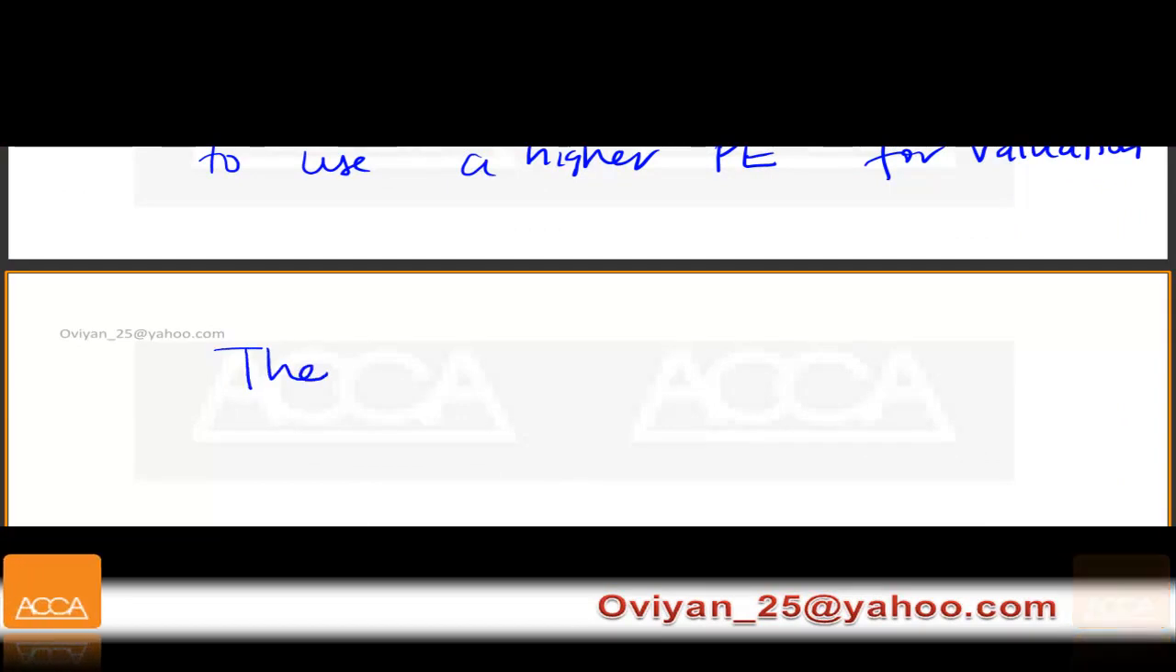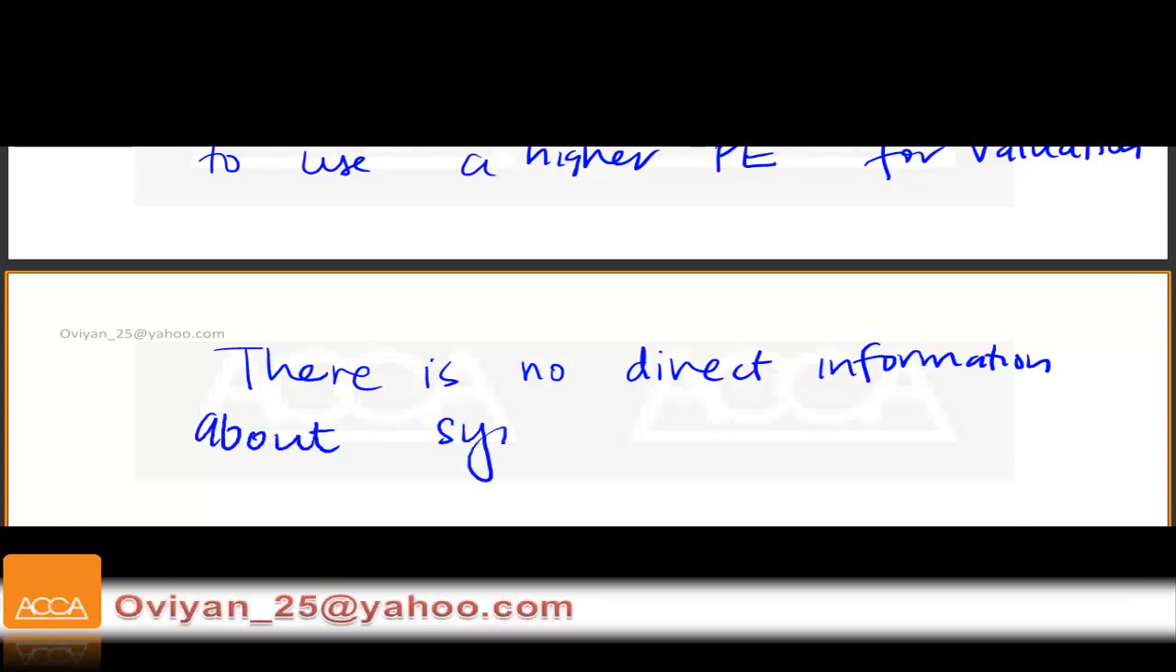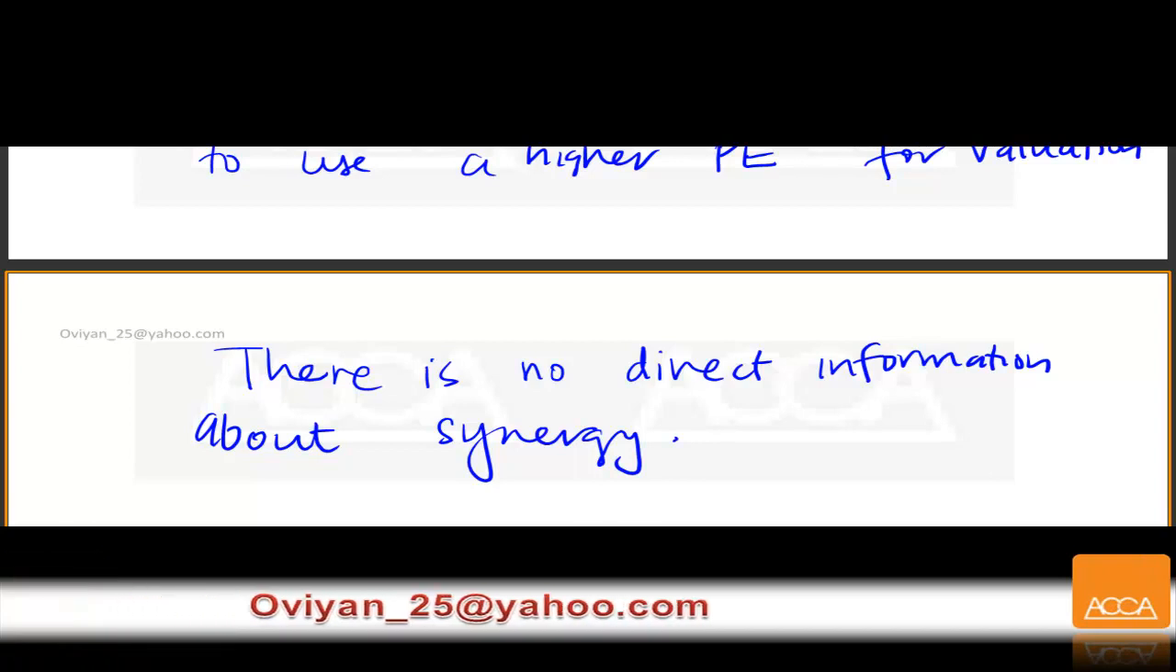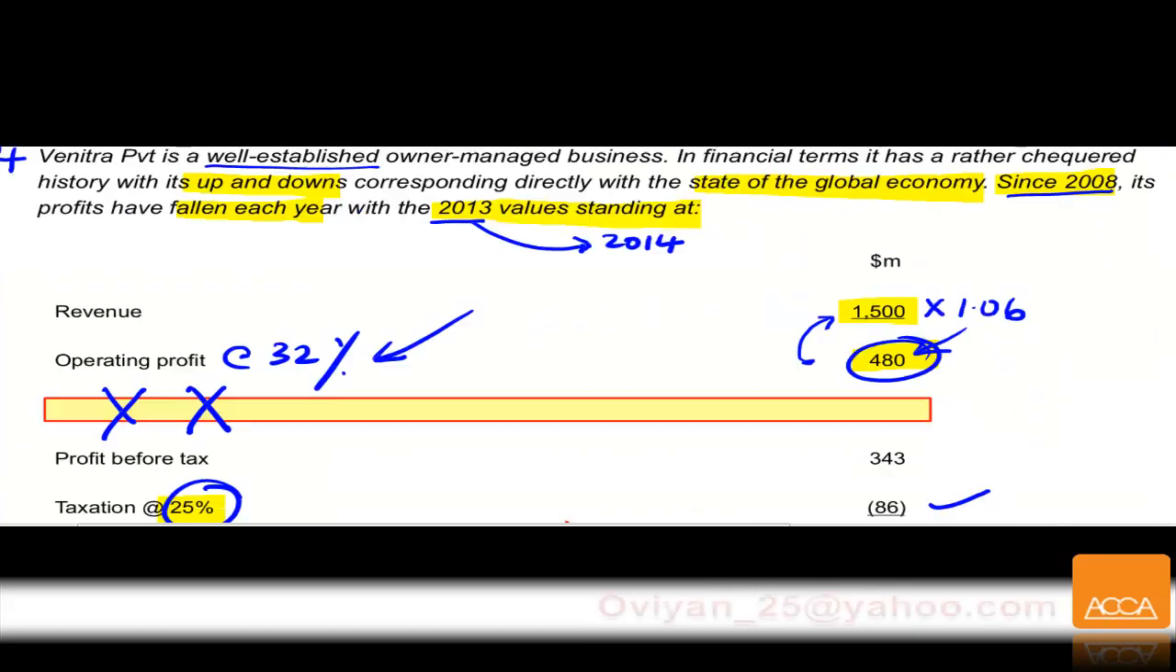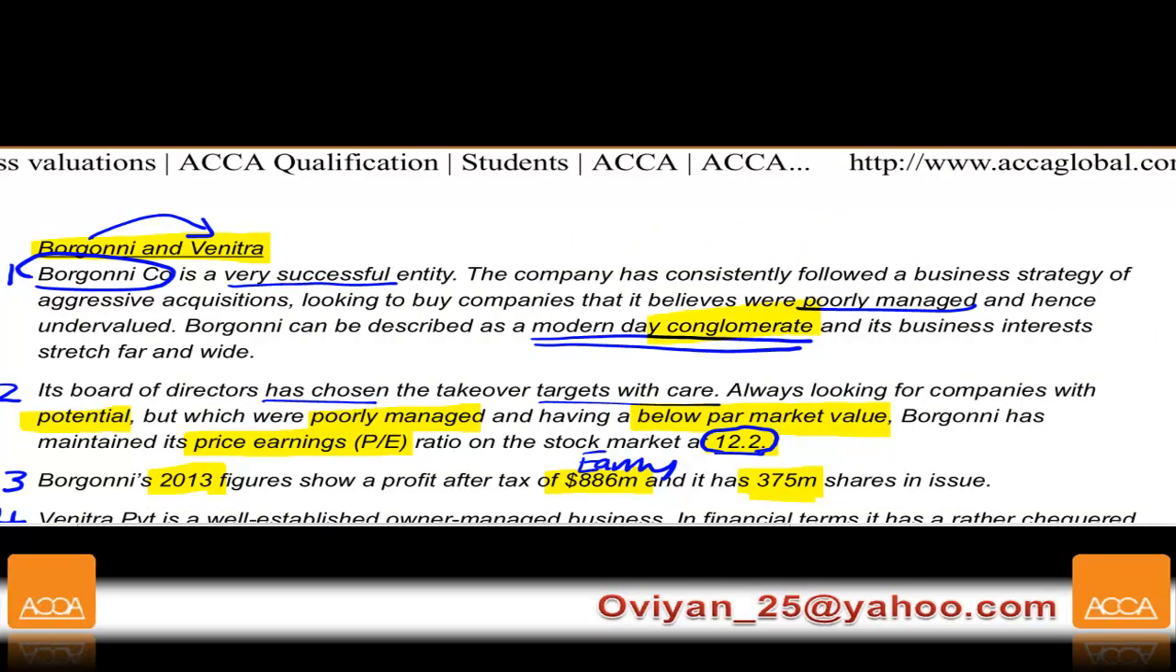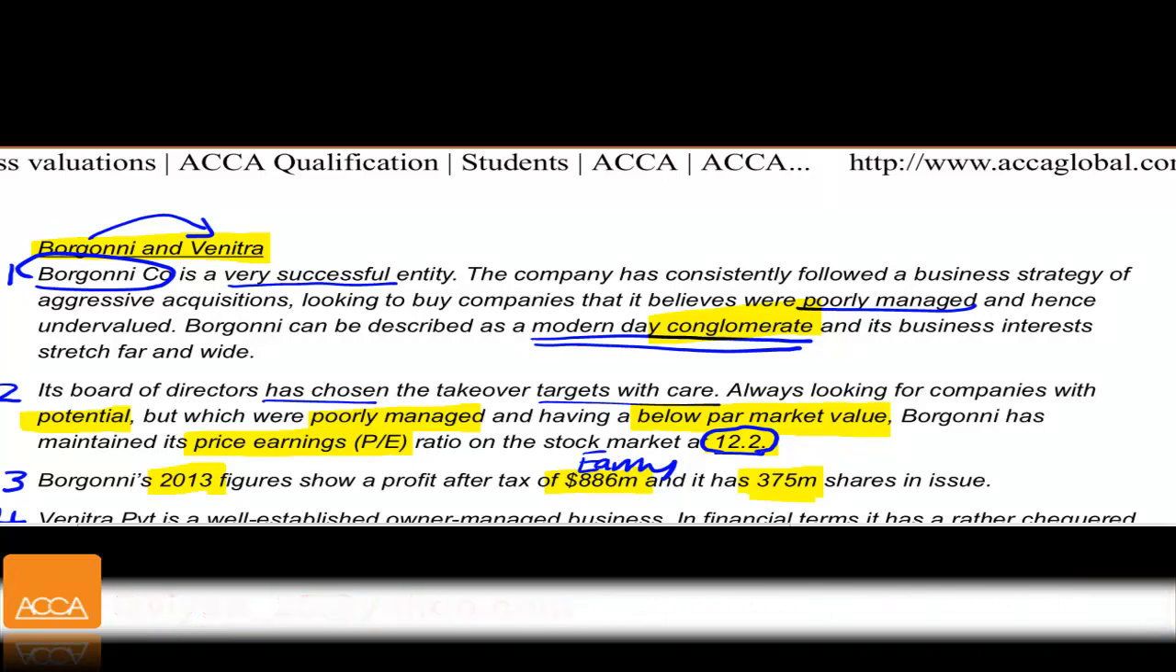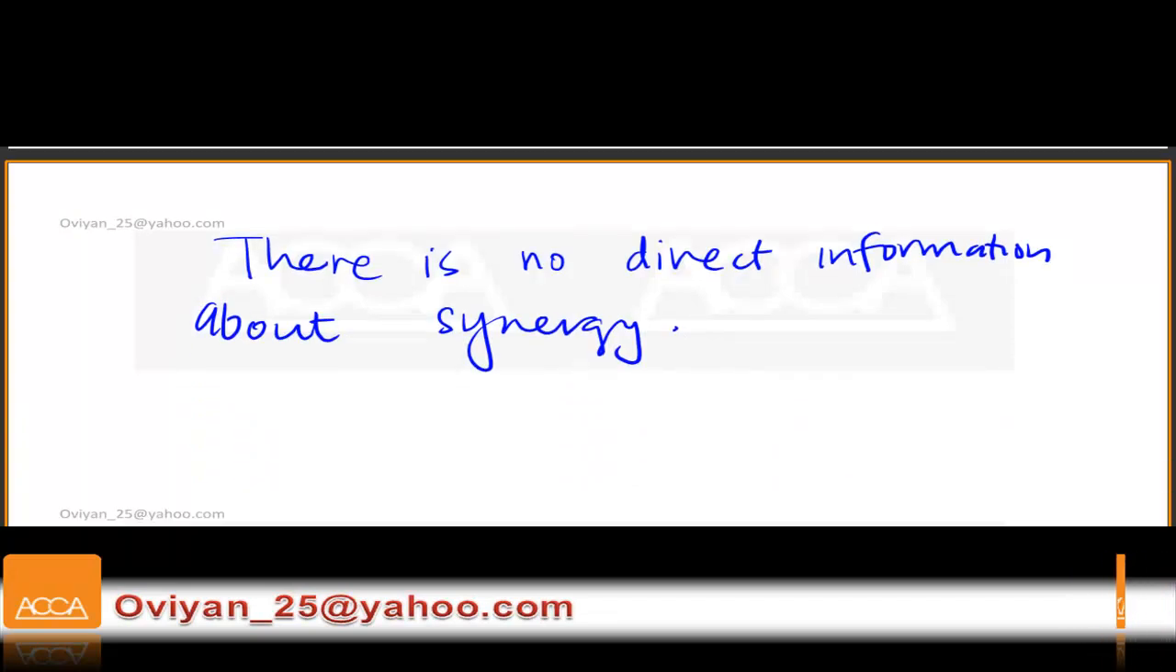Also in this question, there is no direct information about synergy. We are told that this is a successful modern conglomerate. A modern conglomerate is basically a company that buys many different industries. So this is not like a horizontal merger or a vertical upward merger or a vertical downward merger. Probably there won't be any synergy if you merge with a company that is unrelated to you. The only thing you can have here is a risk reduction.